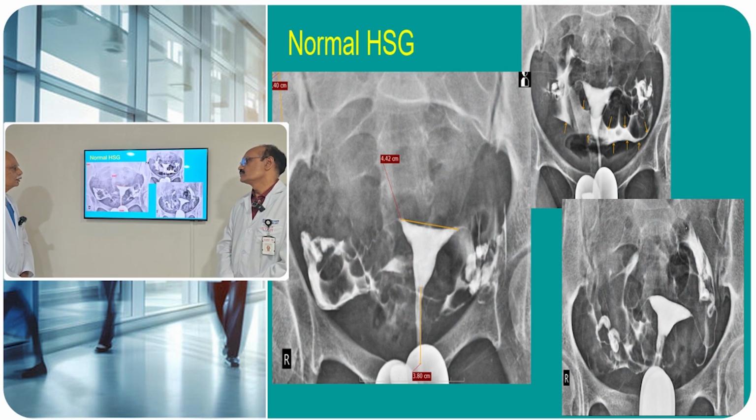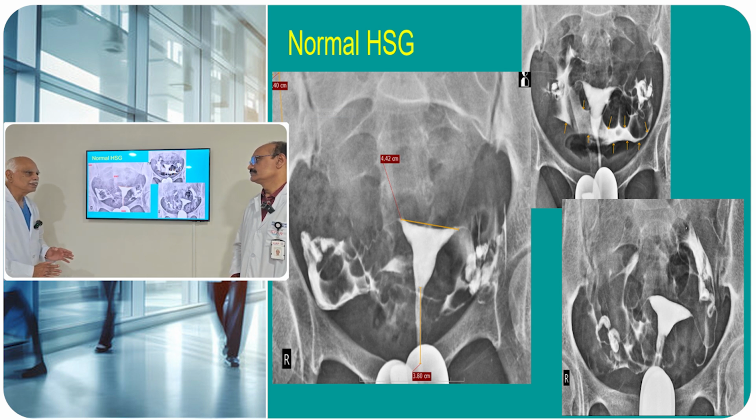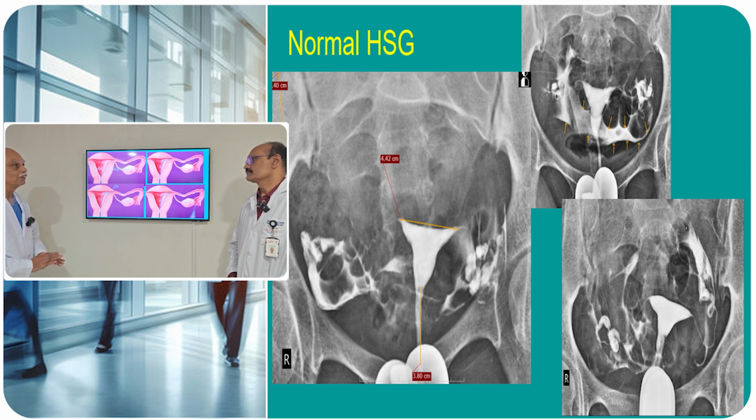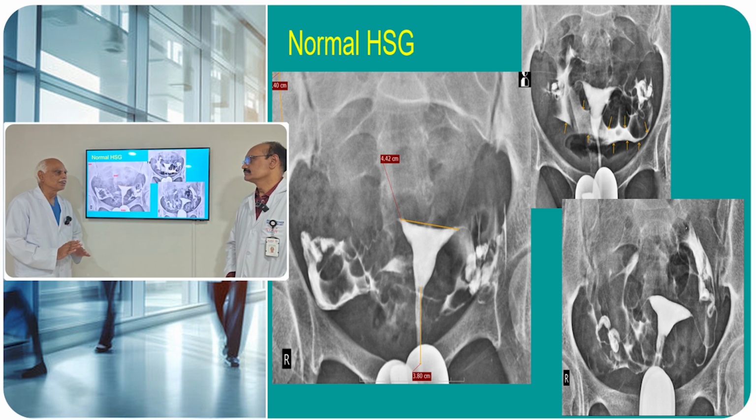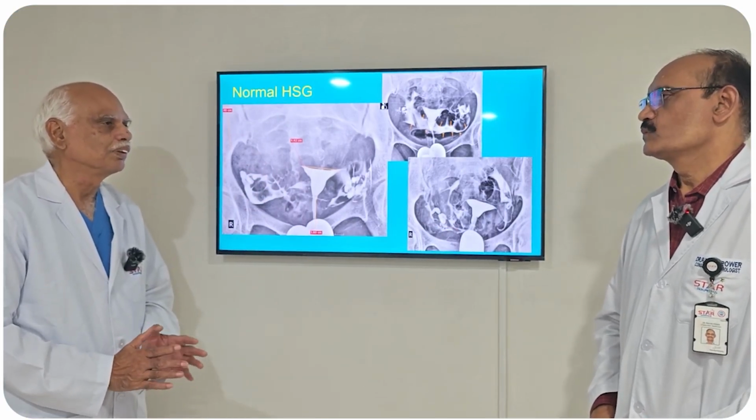And we can see a normal HSG. You can see the uterus and the fallopian tubes. Each fallopian tube length may vary from 8 to 13 centimeters, and a diameter of 0.1 to 1 millimeter. Basically, HSG is demonstrating the lumen. It's called a luminogram. So we don't know what is happening outside. That's why there is a limitation of HSG. We are not assessing the outside of the uterus and fallopian tube. That is one limitation.